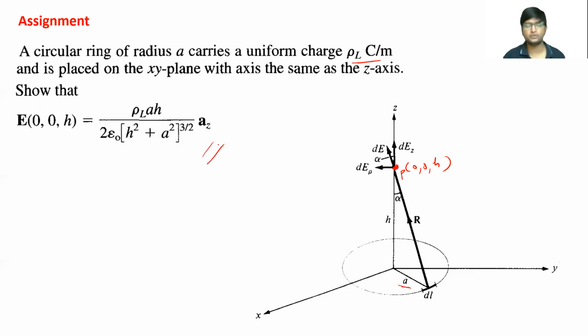I think you have the idea that whatever the answer is, it will be only in the z direction, which is normal to the surface of this ring, and all the components in the parallel direction are going to cancel each other. So this is going to be your assignment, and I hope you will solve it at home. Thank you.